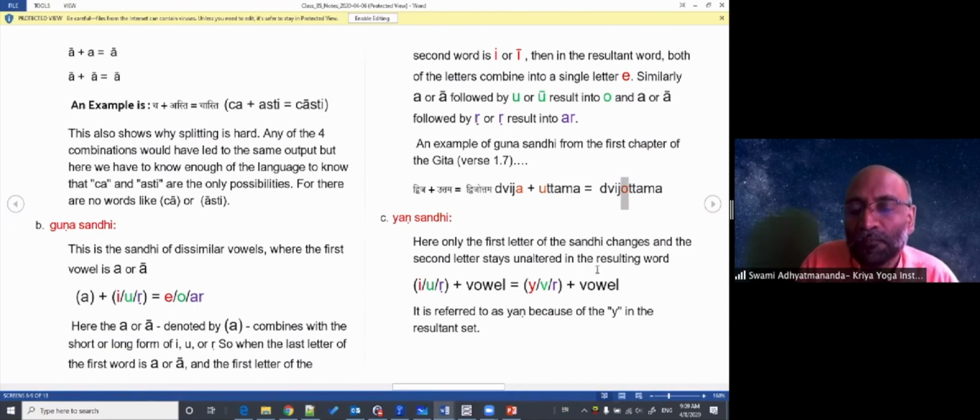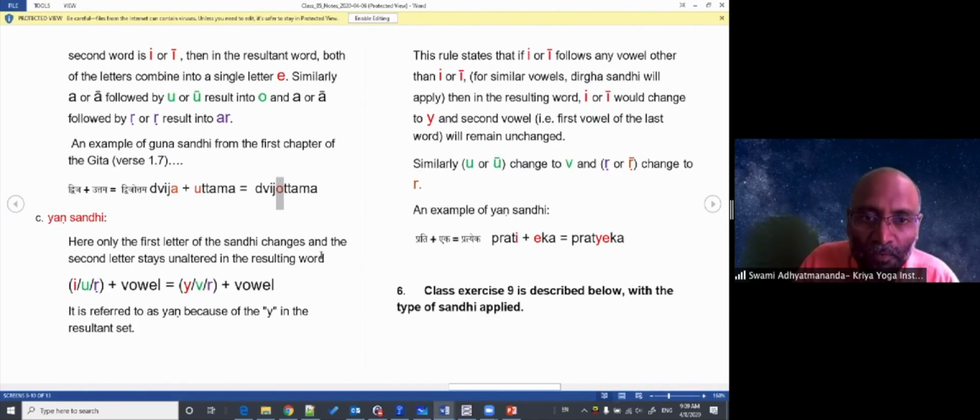Then we have Yan Sandhi. I think some people are having some trouble with Yan Sandhi. It's very simple actually. Yan Sandhi says that when the first vowel is Ikara, Ukara, Rukara, any of these three, and it is followed by any vowel except the similar vowel. So any dissimilar vowel. Ikara doesn't follow Ikara, Ukara doesn't follow Ukara, but anything else. So any other vowel. Then Ikara changes into Yakara, Ukara changes into Vakara, Rukara changes into Refa.